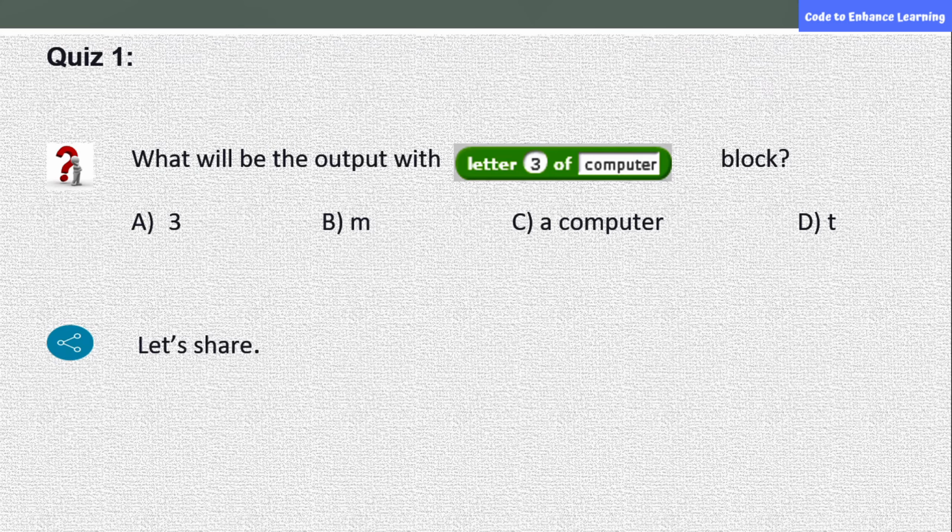Next we move on to the quiz part, on the basis of what we have learned today while creating an application for the lesson "a" and "an". The first question is: what will be the output of the letter 3 of computer block? So let's think. We have the 4 options A, B, C, D. Yes, the correct answer is option B.